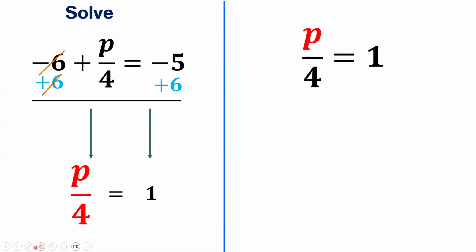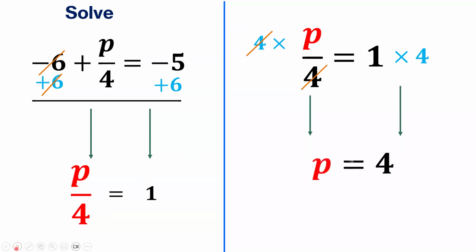I have p over 4, or p divided by 4, equals 1. I want to get rid of the divided number, so I will have to use the opposite operation, which is multiplying both sides by 4. I multiply by 4 because this 4 is in the numerator and this 4 is in the denominator. Like simplifying, you can simplify the 4 and the 4. It will be 1p. So p only will equal 1 times 4 equals 4. And now p equals 4.